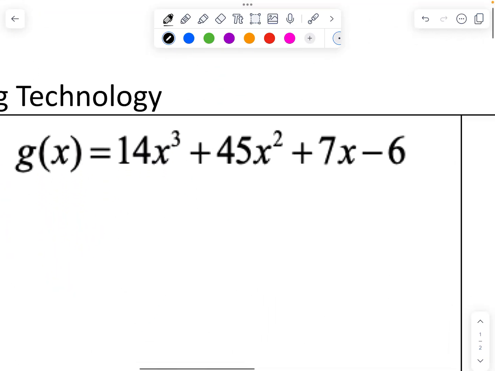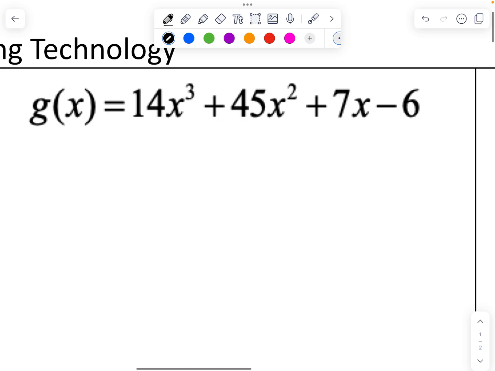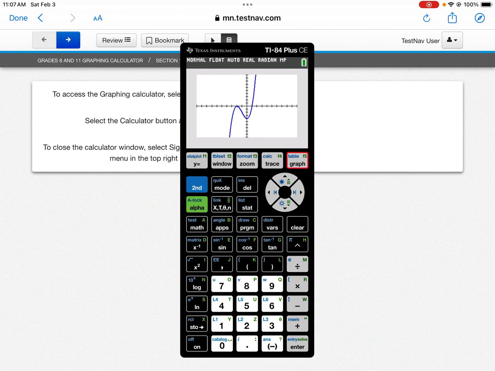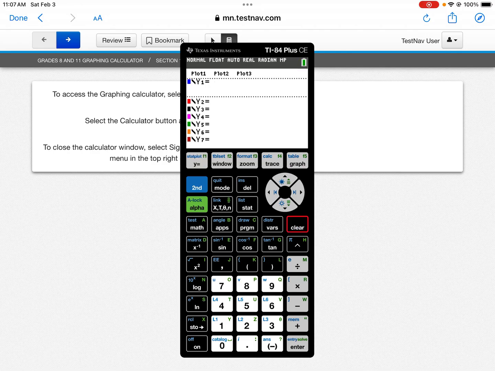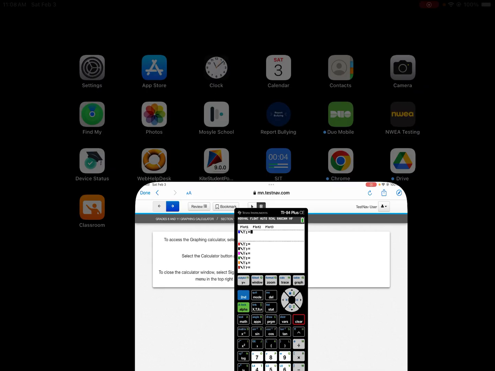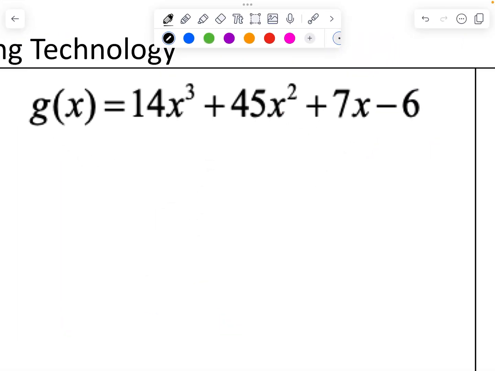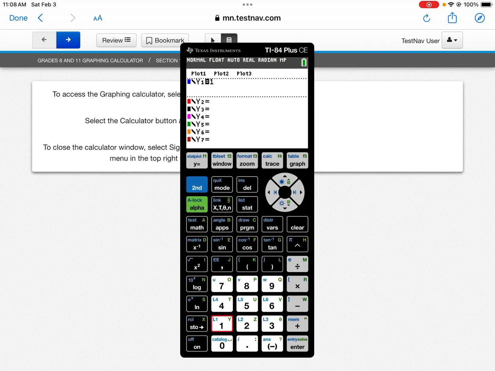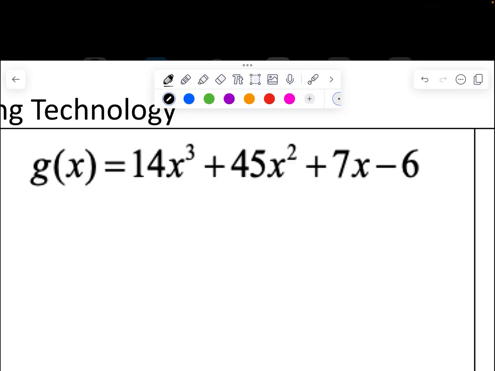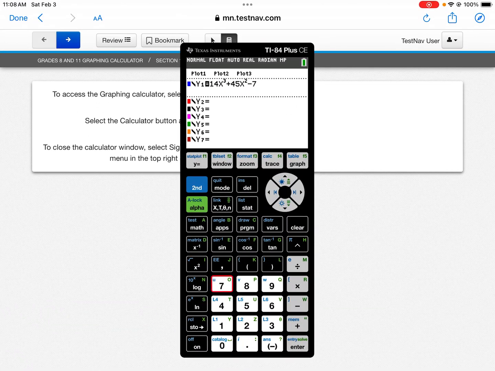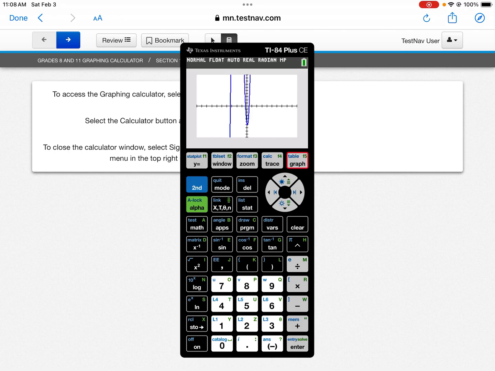So let's come over here. All right. 14x to the power 3 plus 45x to the power 2 plus 7x minus 6. Graph. Does it hit any place nice?